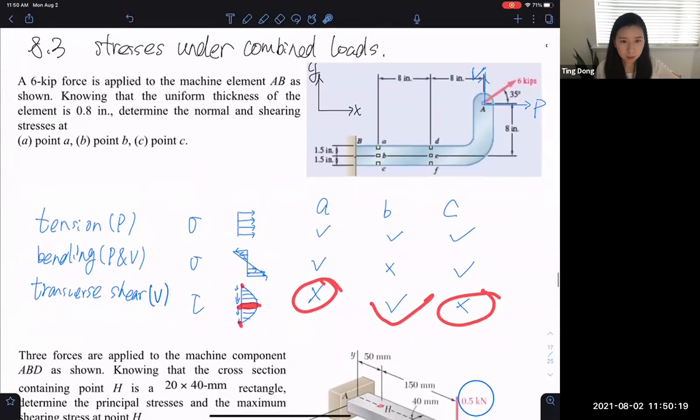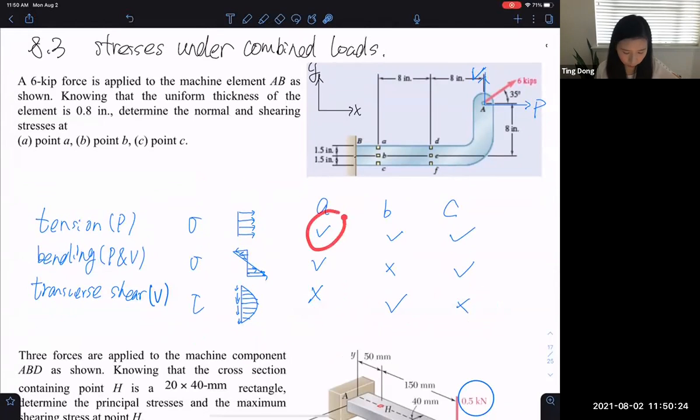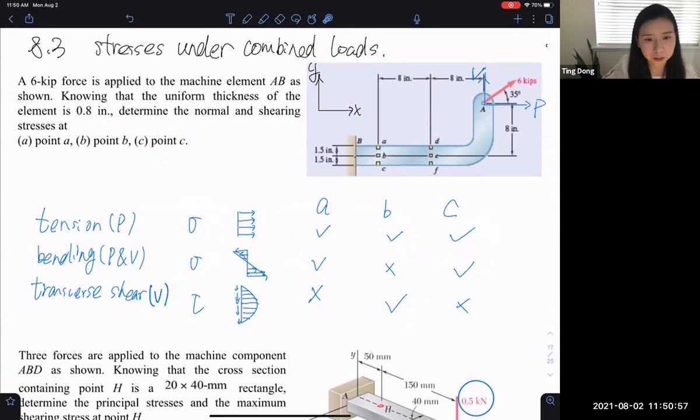So for this problem, for calculating point A, we have normal stress generated by tension, normal stress generated by bending, no shear stress. At point B, we have normal stress generated by bending, shear stress generated by transverse shear. And at point C, we have the normal stress generated by tension and normal stress generated by bending. So of course, when they ask about normal stress, you always add these two together, right? Superposition. Shear stress, we can also add together.